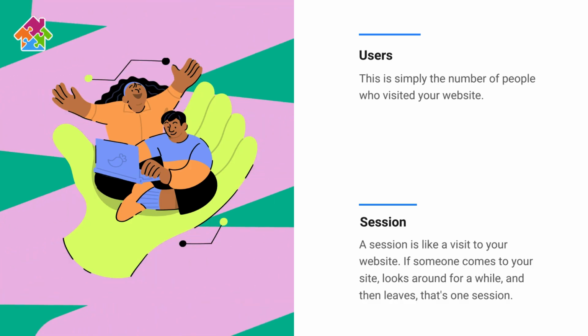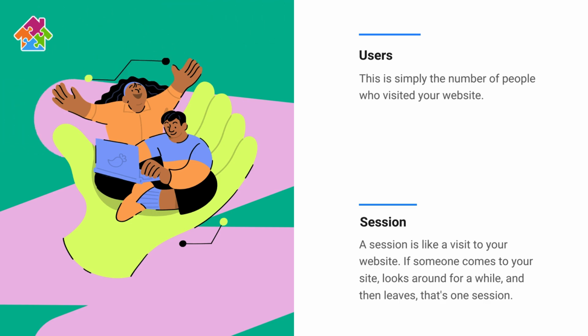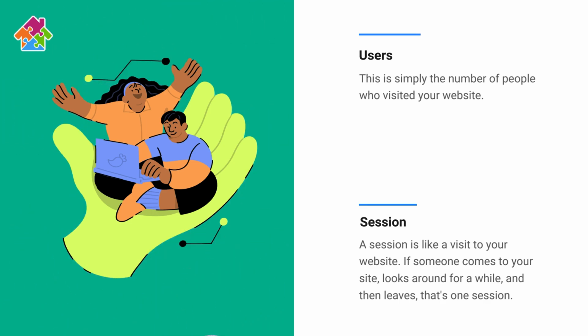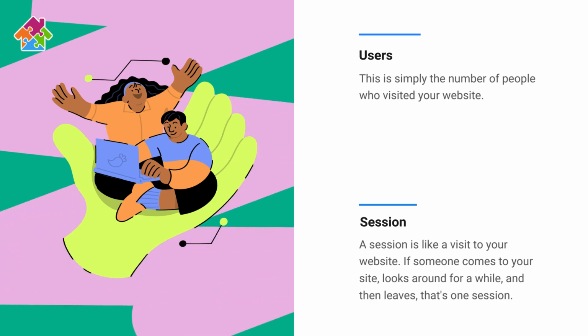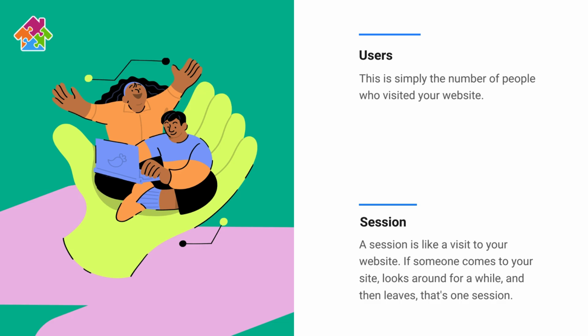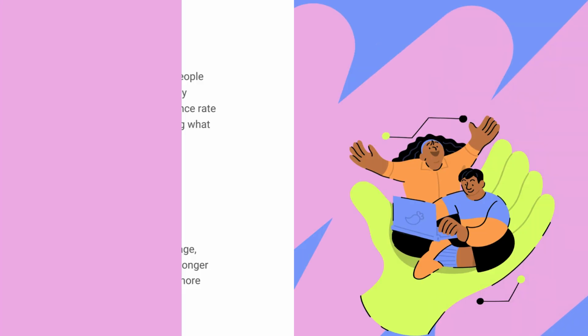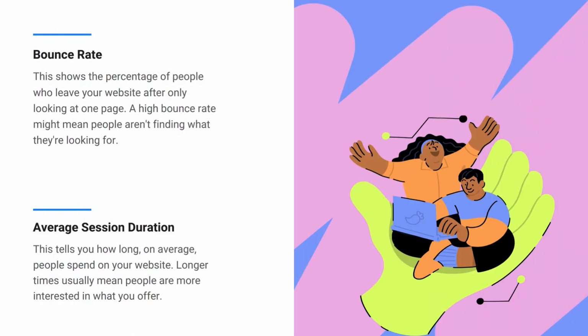Users. This is simply the number of people who visited your website. Sessions. A session is like a visit to your website. If someone comes to your site, looks around for a while, and then leaves, that's one session. Bounce rate. This shows the percentage of people who leave your website after only looking at one page. A high bounce rate might mean people aren't finding what they're looking for.